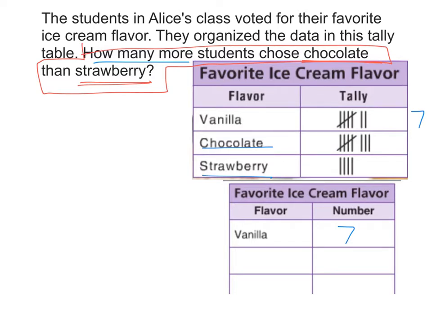How about for chocolate? Well, let's look at that. Let's look at the tallies. This is 5, 6, 7, 8. So 8 people chose chocolate as their favorite. And we could simply fill that in our chart below. And the last one, strawberry. Next to strawberry, there are 1, 2, 3, 4 tallies.